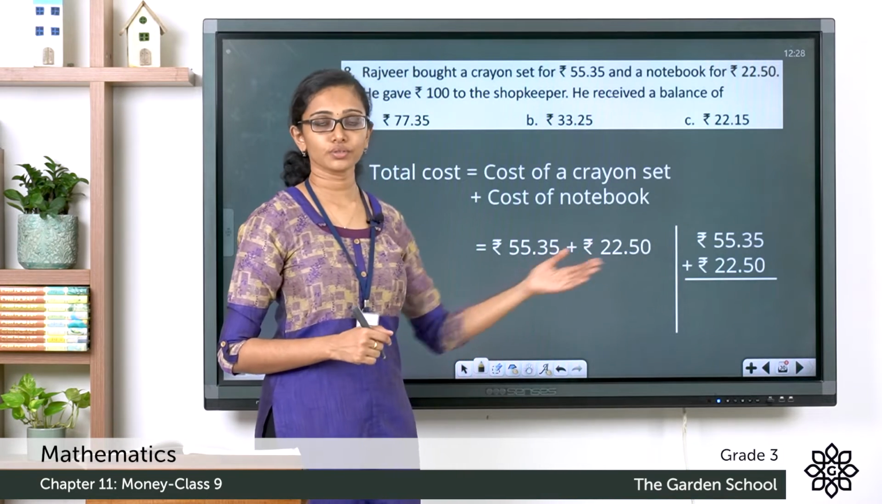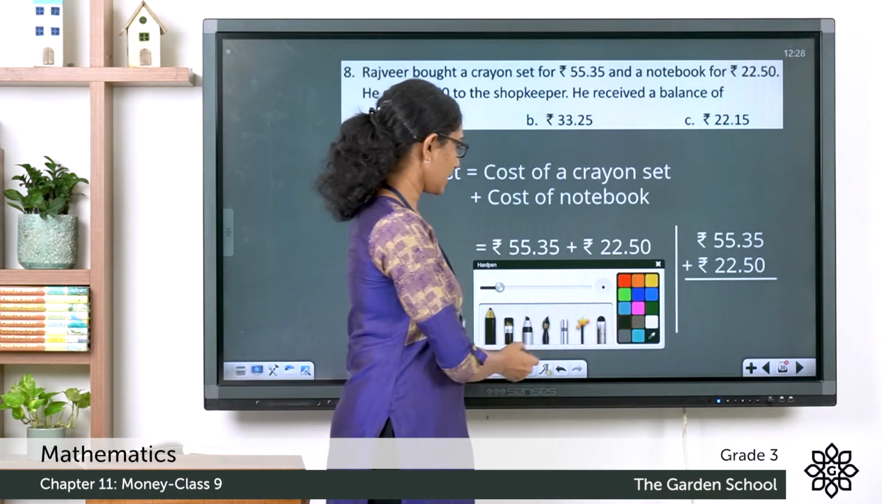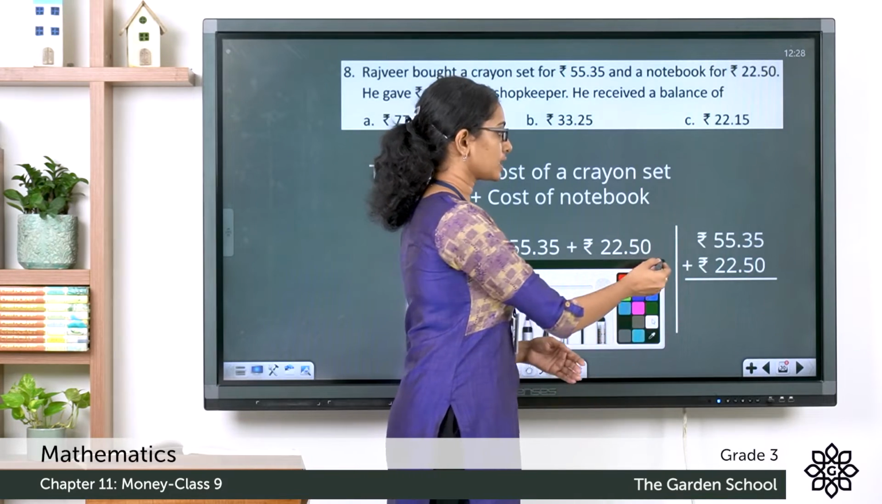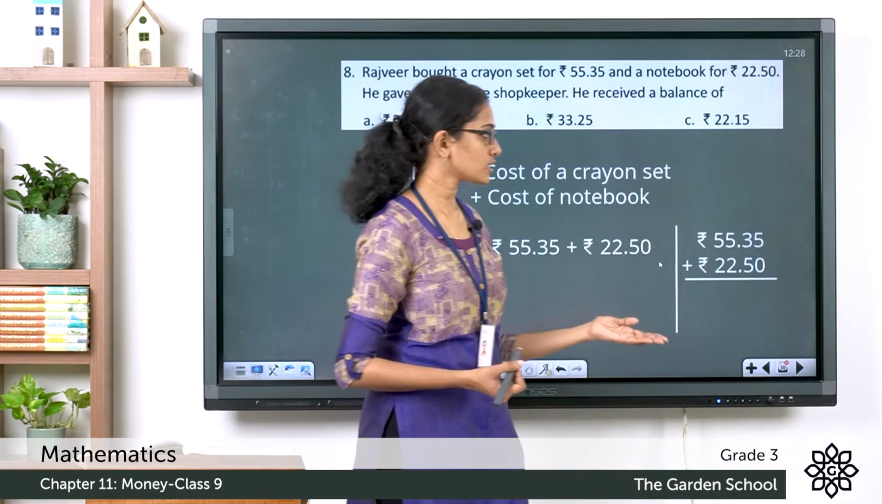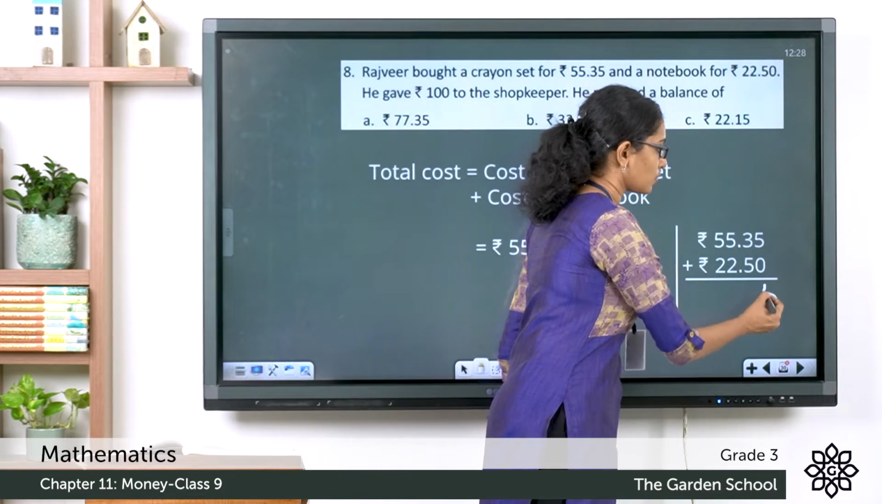And let's do the sum in the working column. Here we have the amounts written in the proper way for the addition. So let's start adding the paise part first. So here we have 5 plus 0, 5.